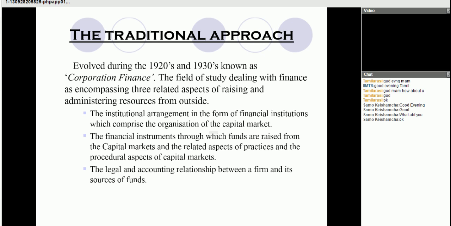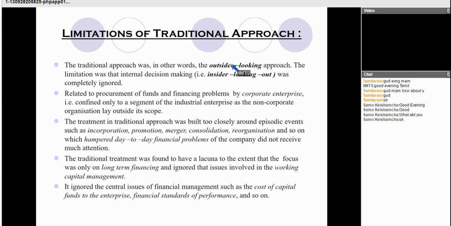But now the time has changed, and now we use the modern approach. The modern approach is a broader concept as compared to the traditional approach. We can see that the traditional approach was an outsider-looking approach. It means we were concerned about the third parties, the people who have invested the money in the business, but we were not very much concerned about the people who are the owners of the company or who are working for the company. So this was one limitation.